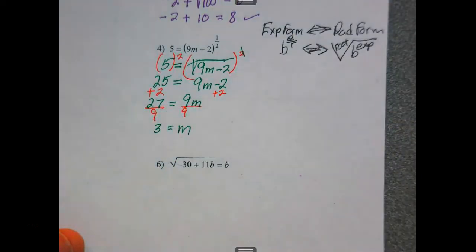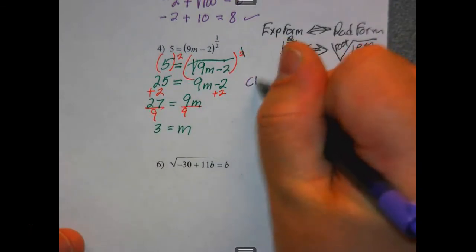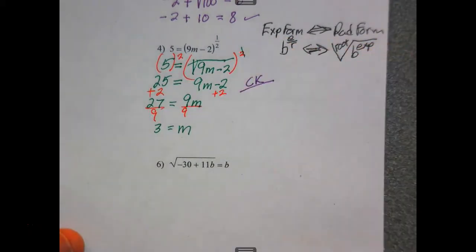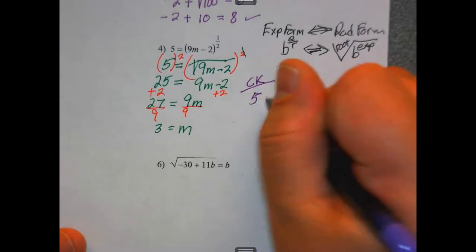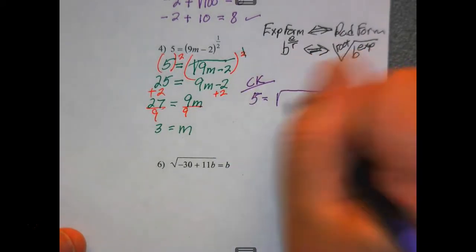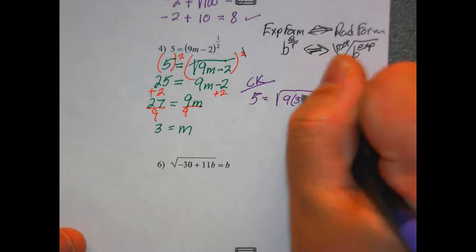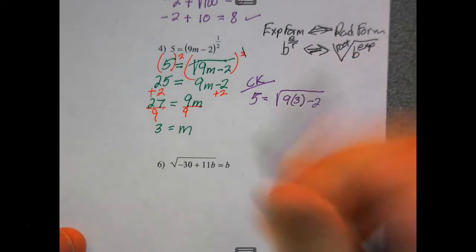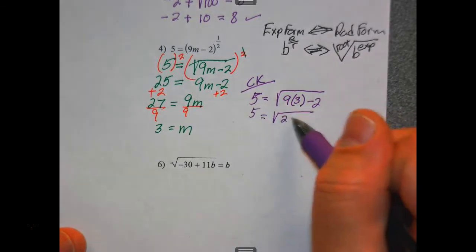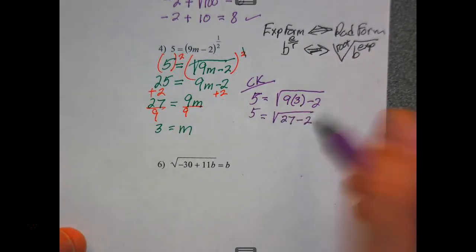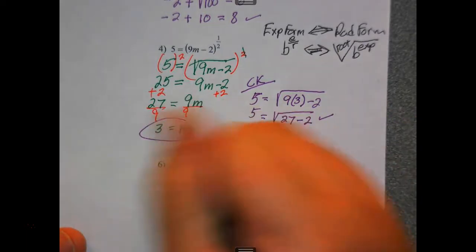I have to check it. Check it for extraneous solutions. So I have 5. Does that equal the square root of 9 times 3 minus 2? Does 5 equal the square root of 27 minus 2? And it sure indeed does. It checks out.